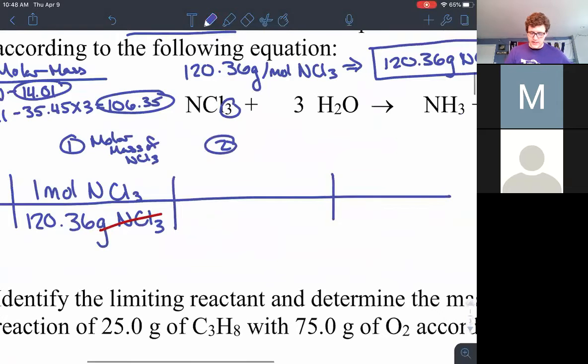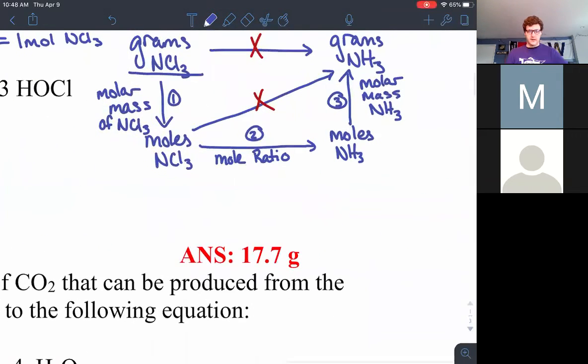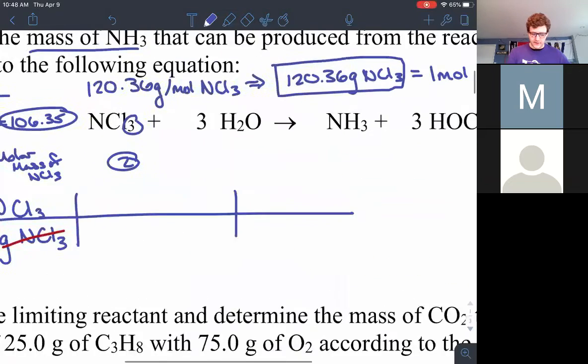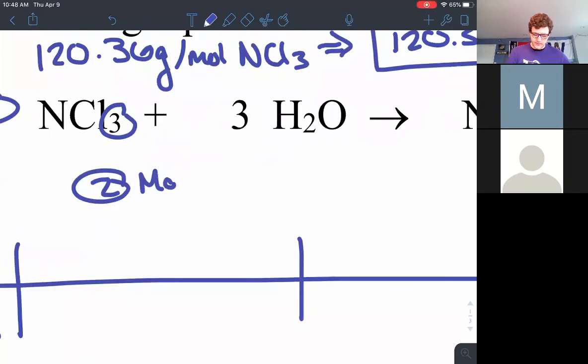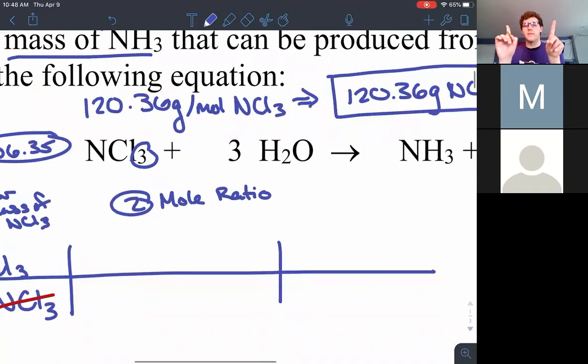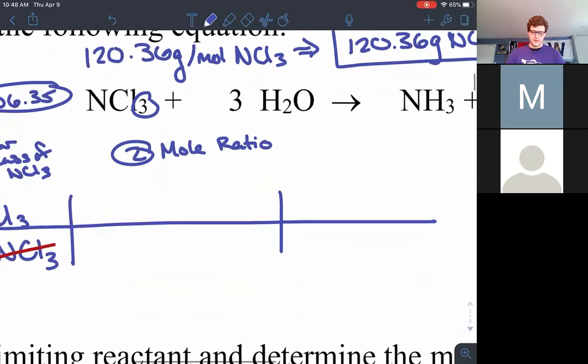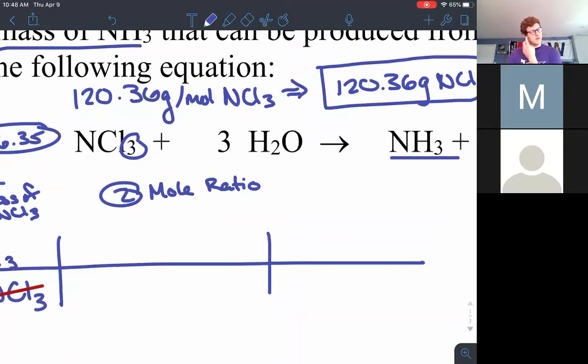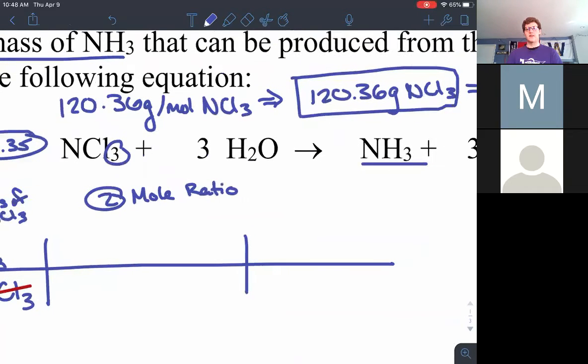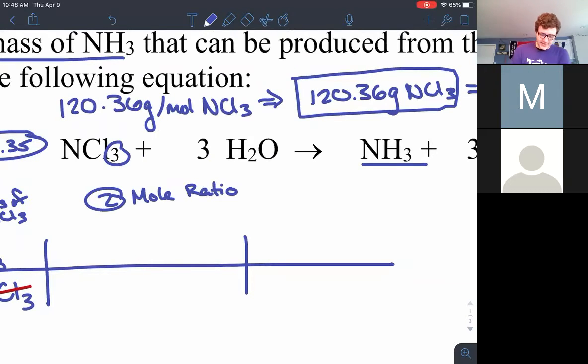Step number 2 told us that we were using what? The mole ratio, perfect. So we're going to use the mole ratio. And what two compounds do we want to use here? NH3 and what's the other compound we want to use in this mole ratio? NCl3. Perfect. We want to use the one that we started with, and the one we're trying to get to.